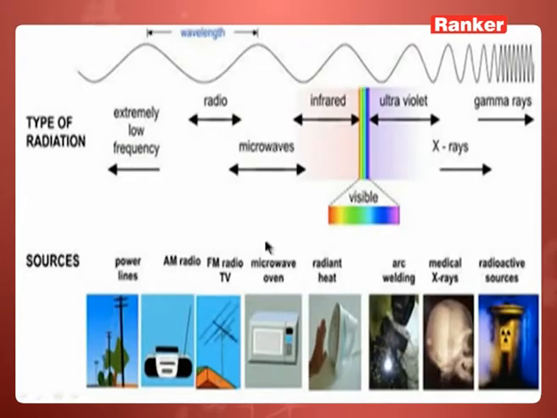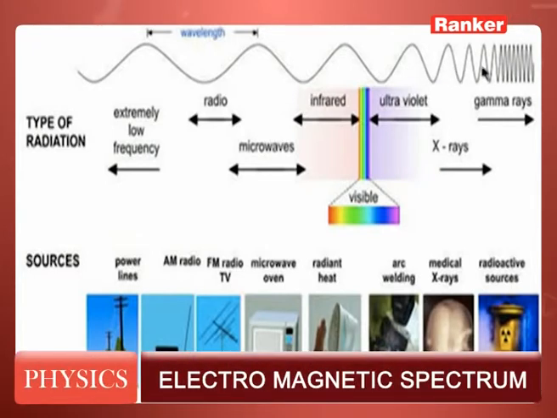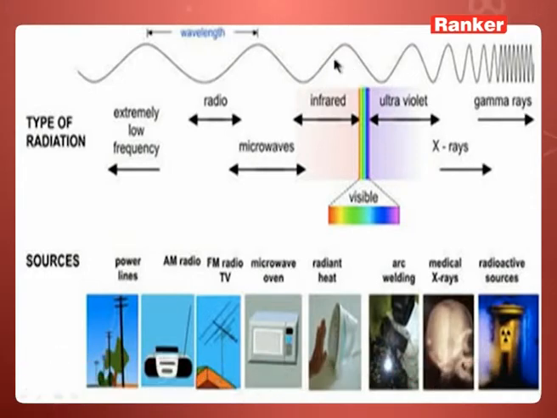Now in this slide we have shown in this format how the wavelength changes: gamma rays have the shortest wavelength, X-rays somewhat longer, ultraviolet somewhat more. As we go to infrared the wavelength increases, then for microwaves the wavelength further increases, then radio, and extremely low frequency radio waves. And here are shown the sources which produce these waves.